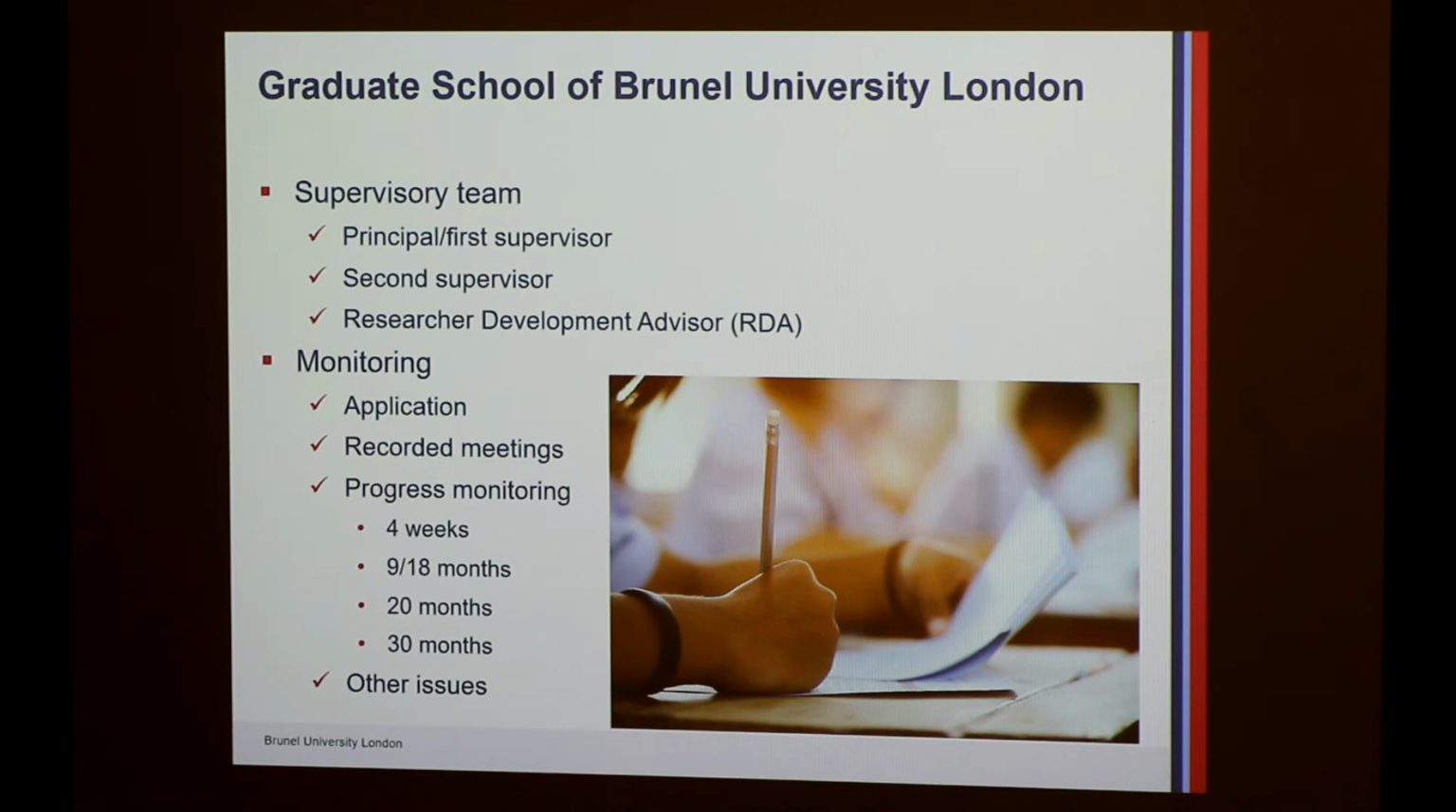And then we have 20 months, 30 months, and then 40 months review. This kind of review is organized by the RDA, and an independent academic staff member is invited to be in the meeting. The supervisor can be there, but cannot speak on behalf of the student. And then the team will make the decision on whether the student can progress or not.